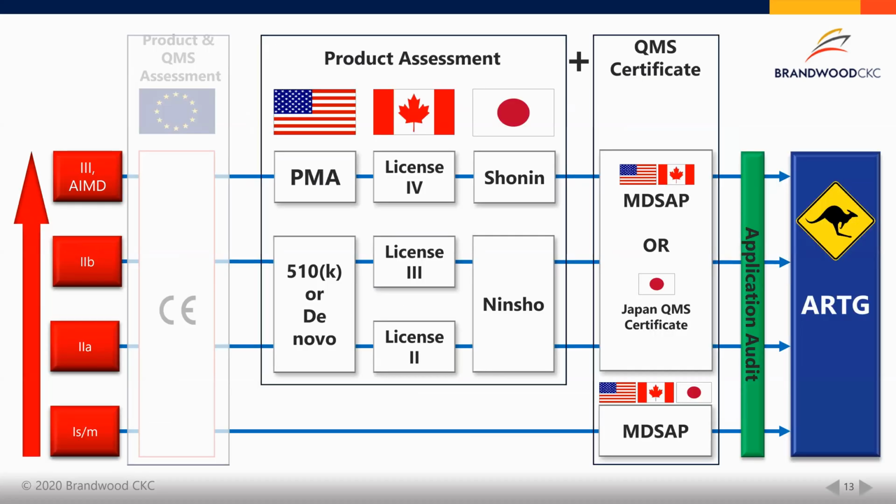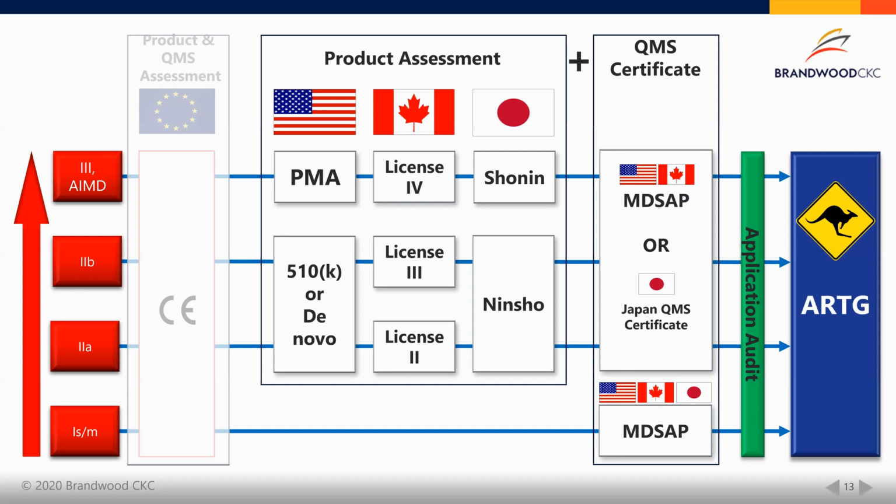So on top of utilising the European approval to get an ARTG in Australia, you can also now utilise your USA approval, your Canada approval, or your Japan approval. This is a recent introduction, and these approvals are used in conjunction with your MDSAP certificate, which provides that QMS certification.